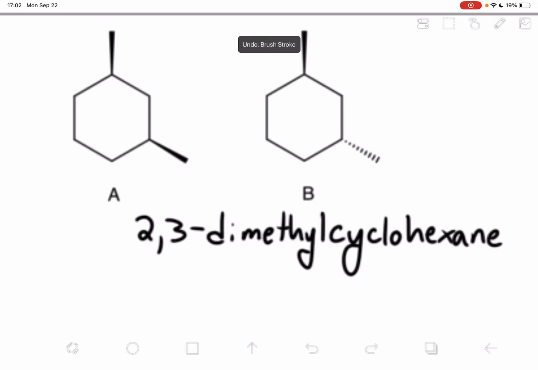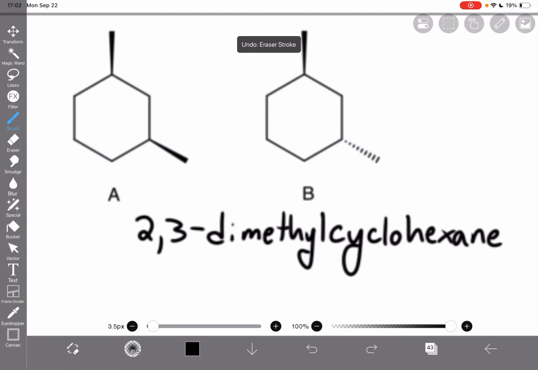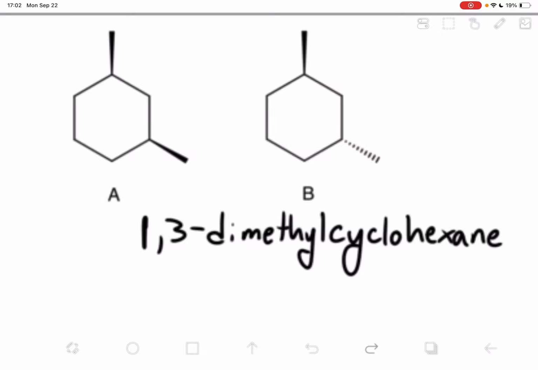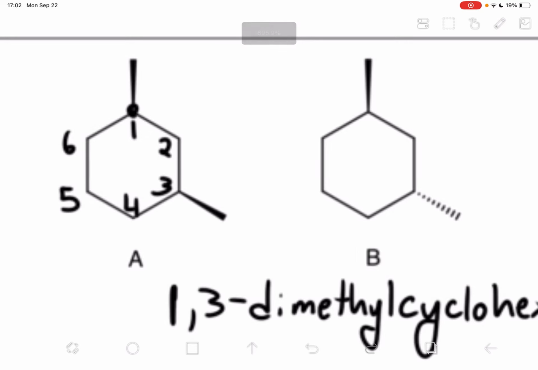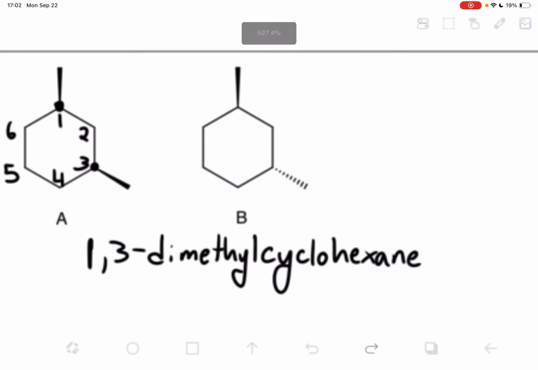Ooh, not 2, 3. I'm going to say 1, 2. Not even 1, 2. I'm going to say 1, 3. Long day, guys. Stay in school. All right. So we have a methyl group on our 1 and our 3 positions. So if we go ahead and label that, that will help us locate where this is on our cyclohexane chair that we are going to draw for visualization.